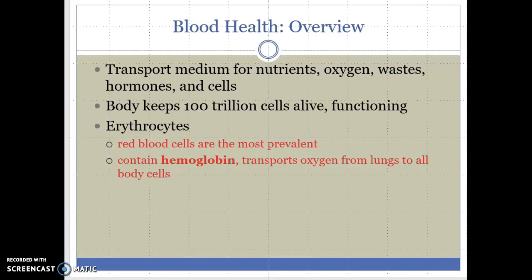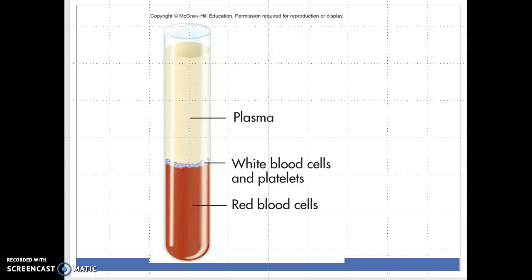So the overview is we need blood. We need blood to move nutrients, oxygen, take out waste, move our hormones. So obviously it's important. Erythrocytes are the largest, most prevalent blood cell, the red blood cells. And these are the ones that contain hemoglobin, which is a protein which carries oxygen. And iron is also intricately attached in hemoglobin. So the components of blood, there's red blood cells, white blood cells, the plasma.